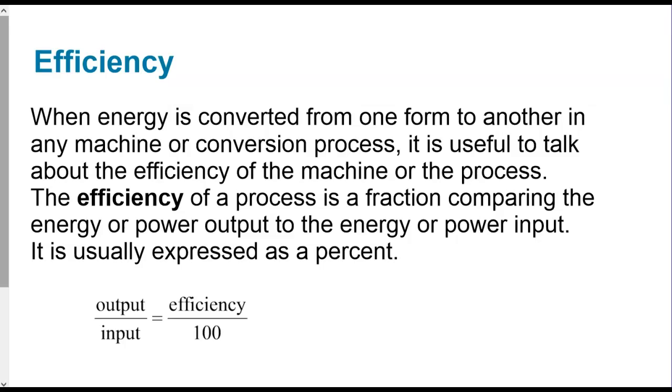Looking at efficiency first, efficiency is when energy is converted from one form into another in a machine, a conversion process. You can see this in generators, you can see this in gear ratios, so it's useful to talk about the efficiency of a process. It's a fraction where you're comparing how much energy you're putting in to how much energy you're getting out. We look at this as output over input, and that gives us our efficiency. One thing I want to point out is that this is a proportion type of problem, a continuation of the last video.